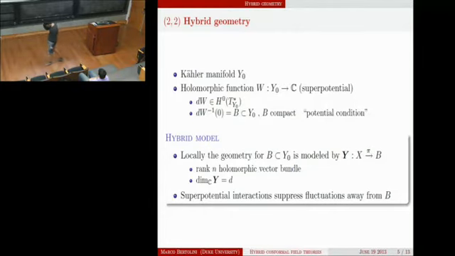So you might wonder, what's the point of this definition? Well, the superpotential will suppress finite fluctuations away from what will now be called the base. So it's natural that this local model will describe the low energy physics of this nonlinear sigma model.